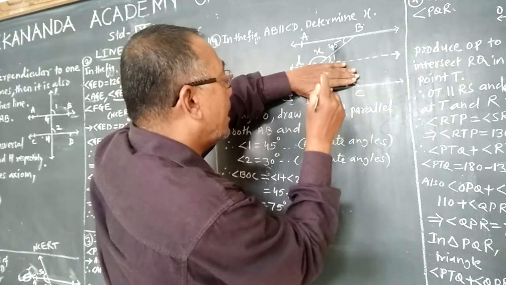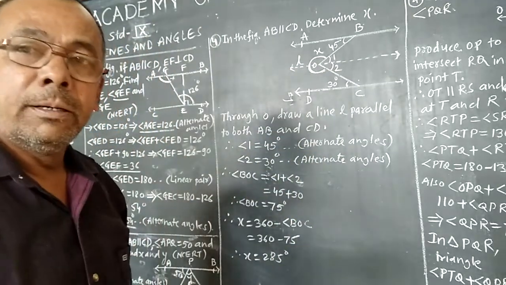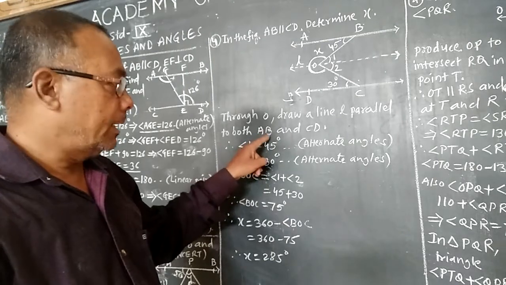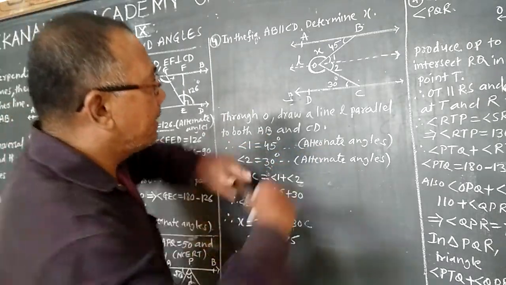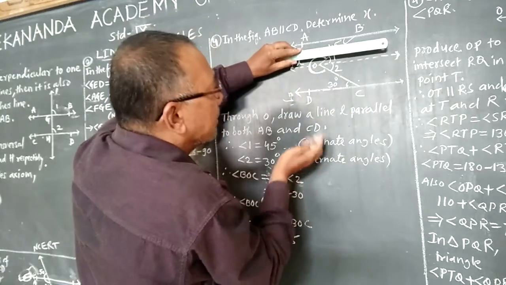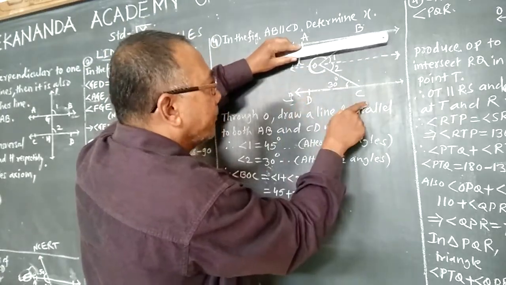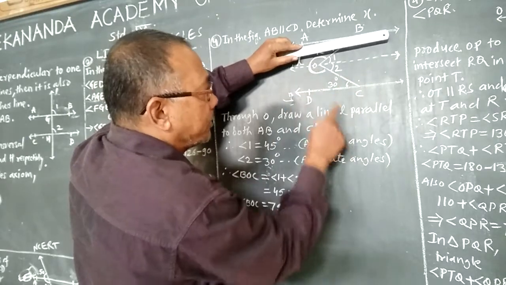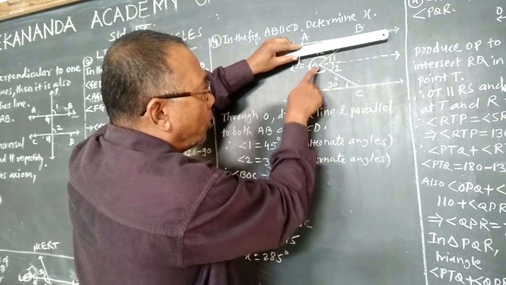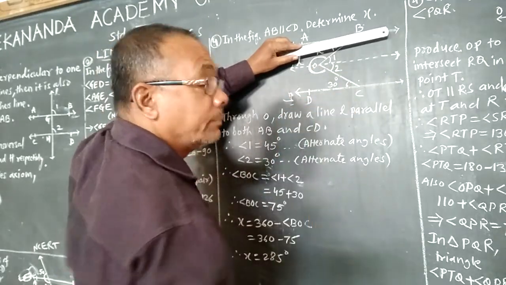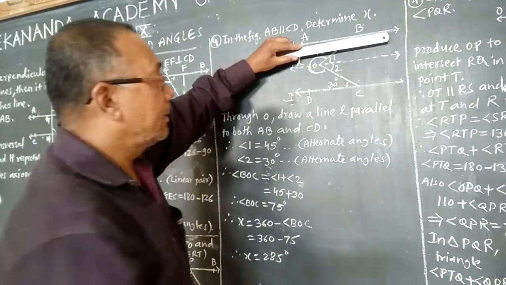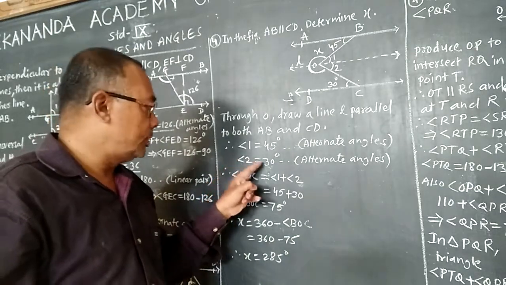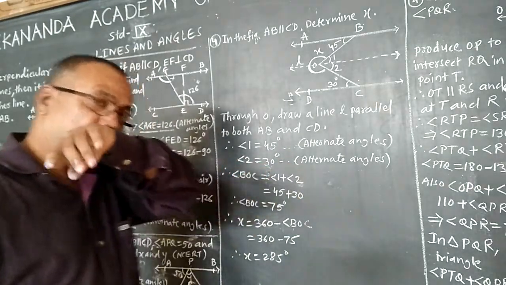So angle 1 and 45, they are alternate angles, and therefore angle 1 is equal to 45 degrees, alternate angle. Similarly, if we consider these two lines, line L and DC, then both the lines are parallel and OC is the transversal. Due to the transversal, angle 2 and OCD are alternate angles, and therefore angle 2 is equal to 30 degrees. So we have written here angle 2 is equal to 30 degrees, alternate angles.